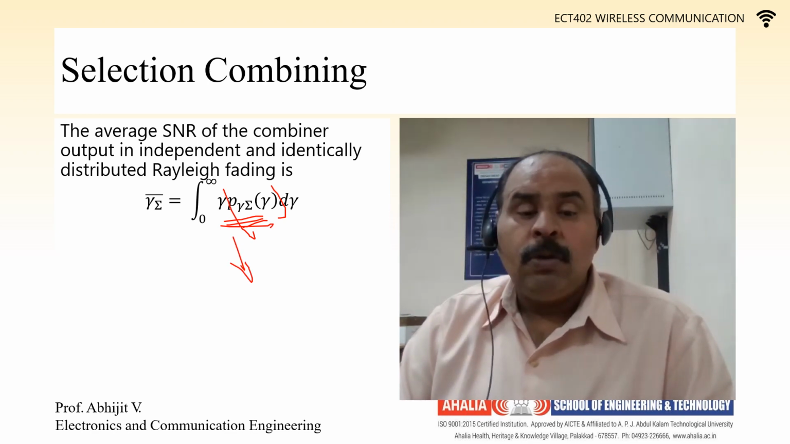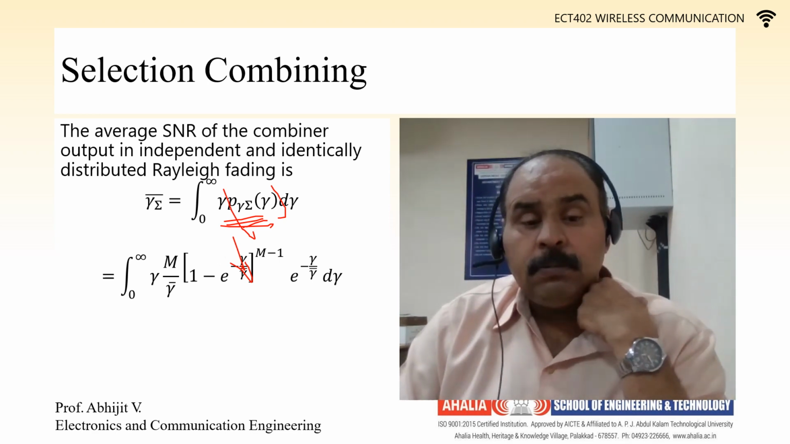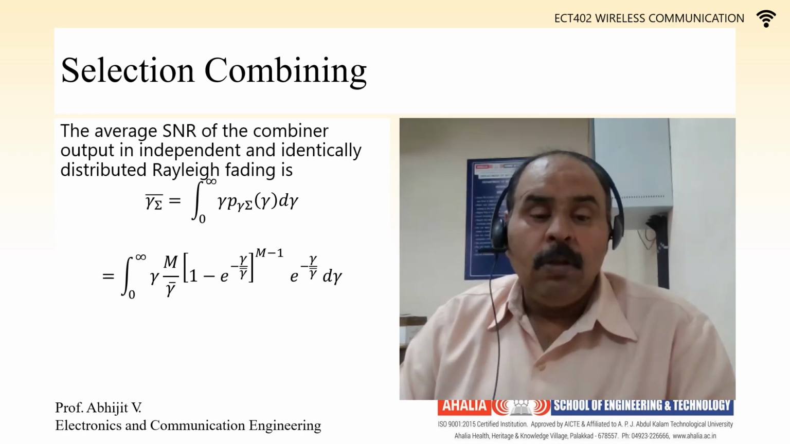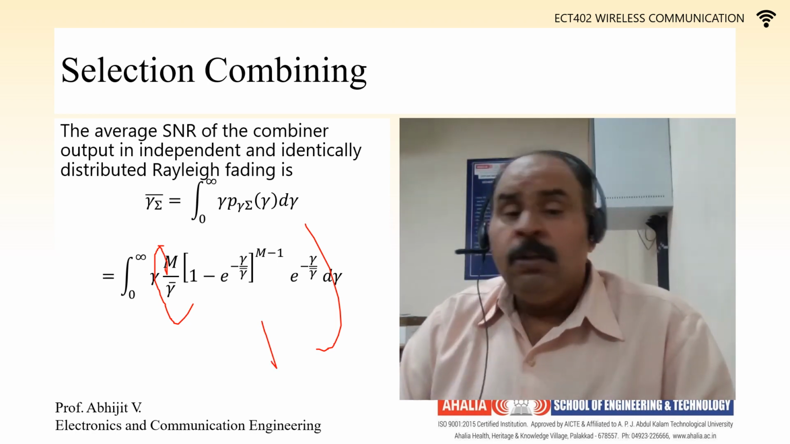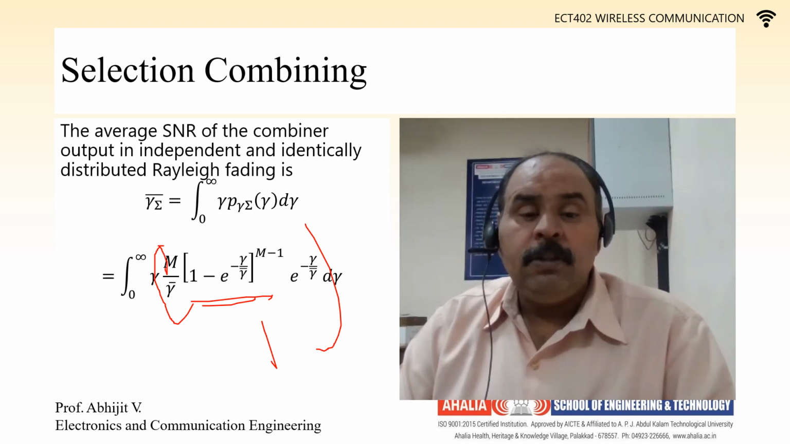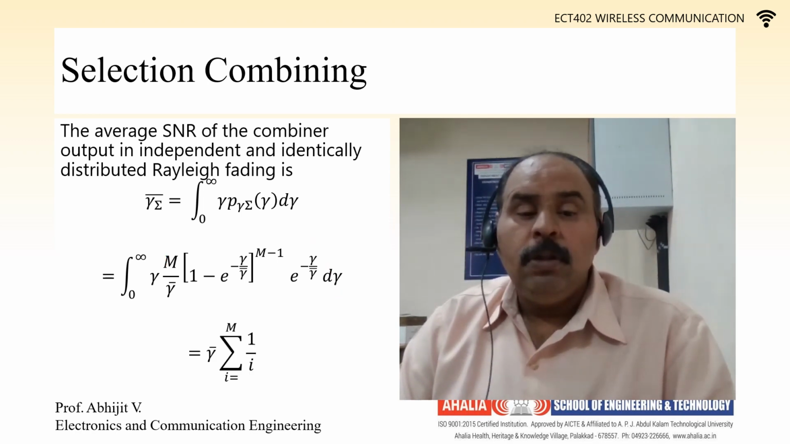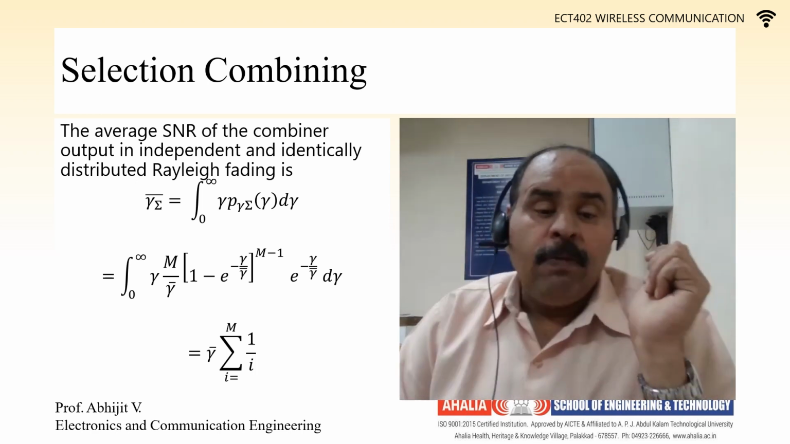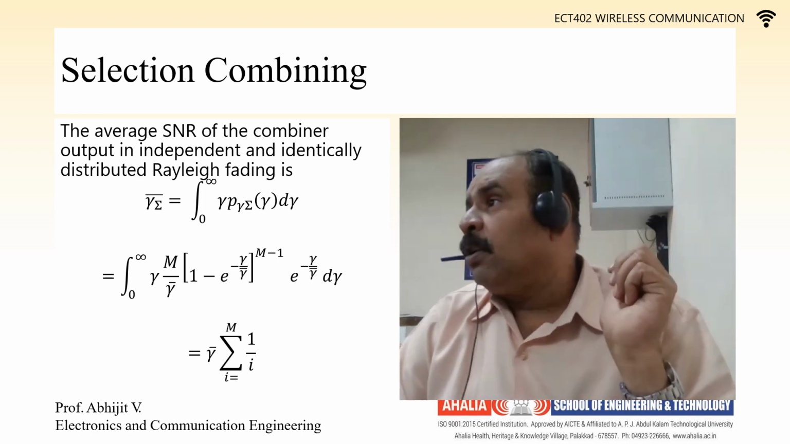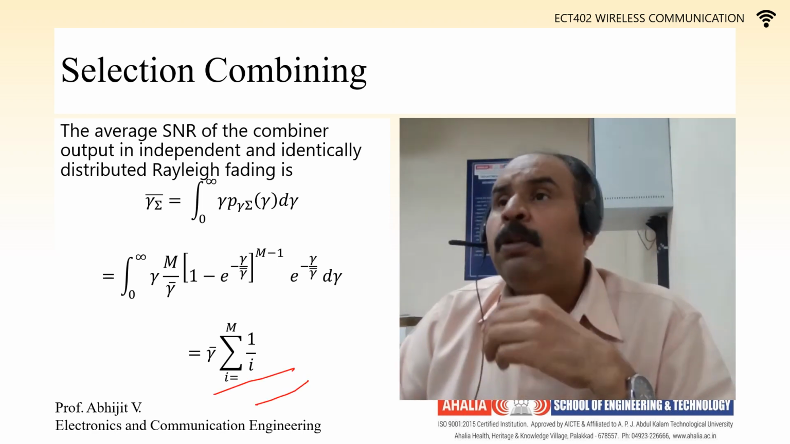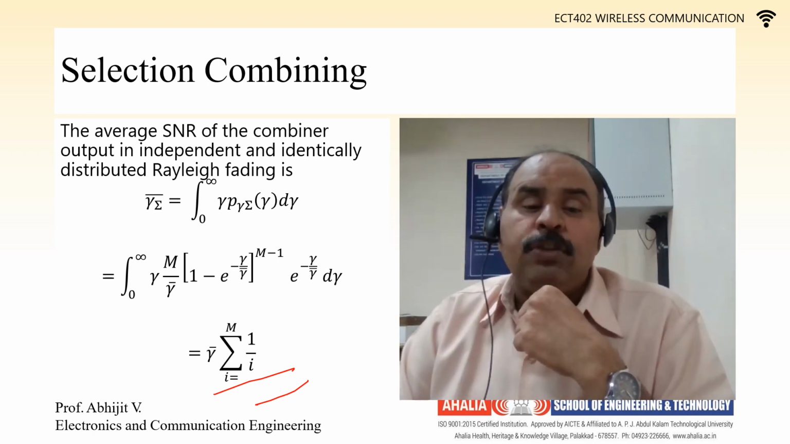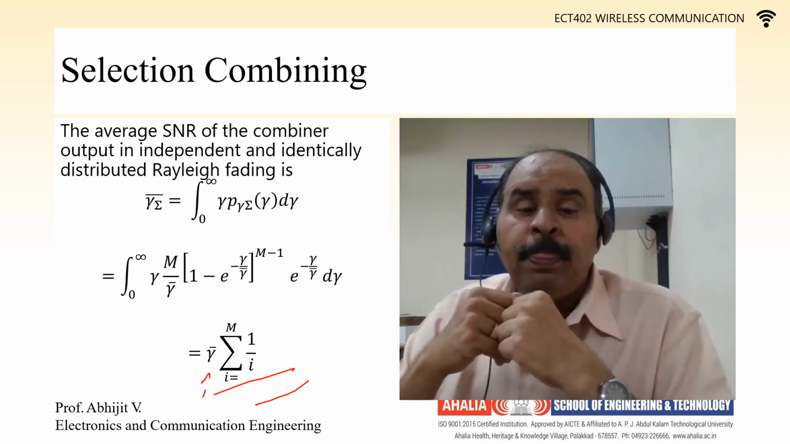So on substitution we'll get this value we have determined in the previous slide. So we are substituting it here. On substitution and integration, we'll get the final value of the average signal to noise ratio of the combiner output to be, the average signal to noise ratio is the sum over i equals 1 to M of 1 by i.